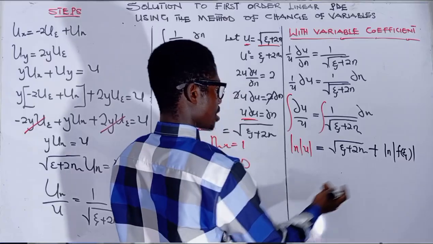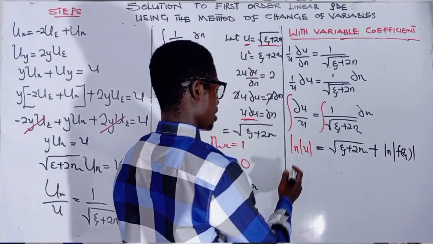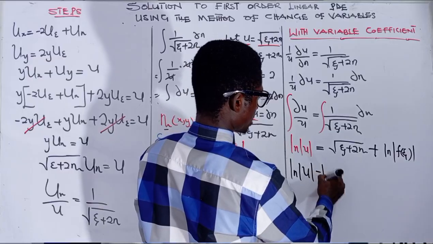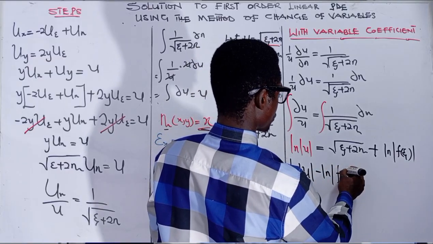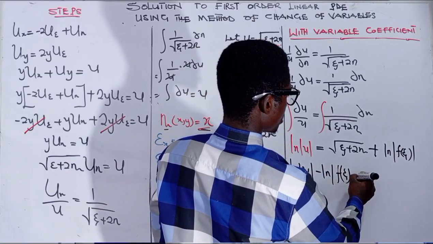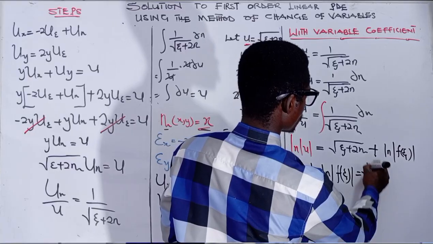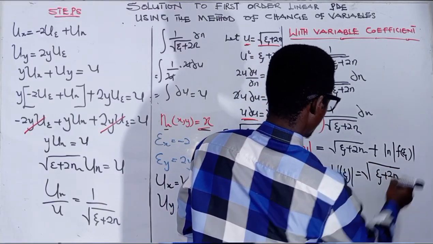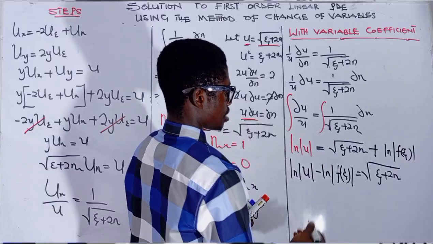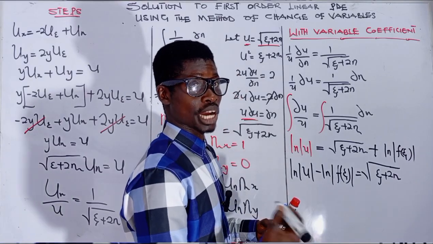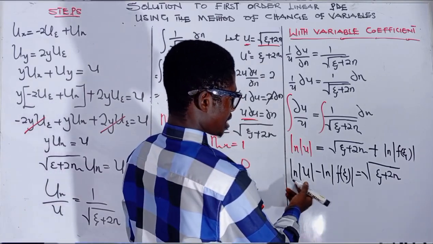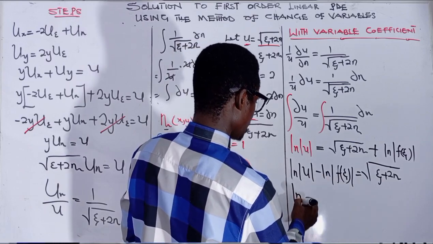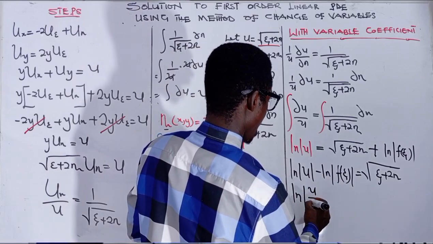So from here, let's bring this to the left hand side so that we have ln u minus ln of a function of xi is equal to root of xi plus 2 eta. Applying our basic knowledge in logarithm, since we have ln and ln, they are subtracting, we can divide their arguments. So we pick one of the ln, we divide their arguments.